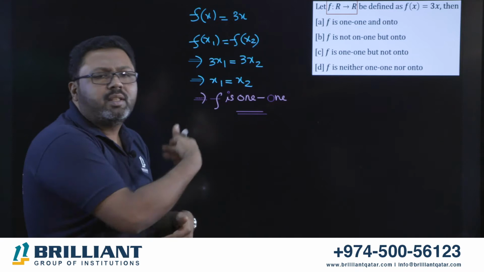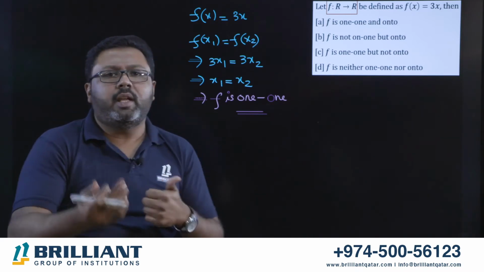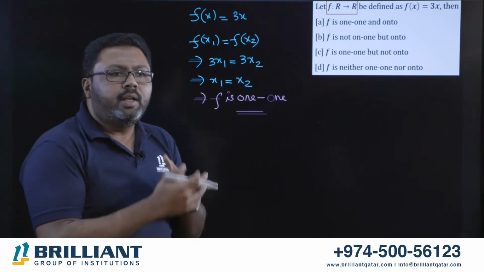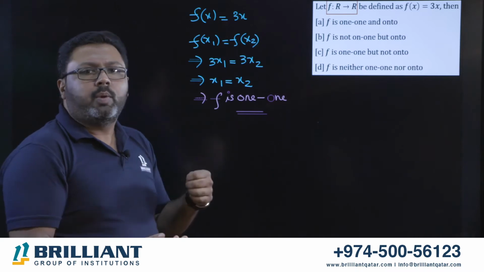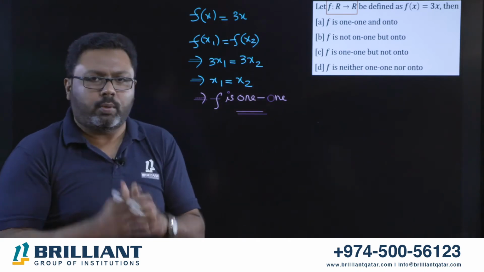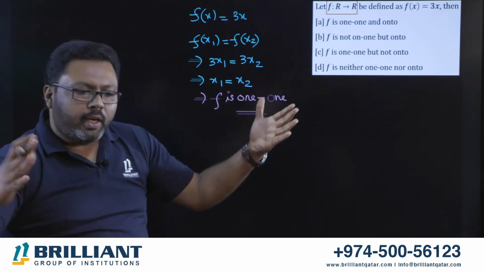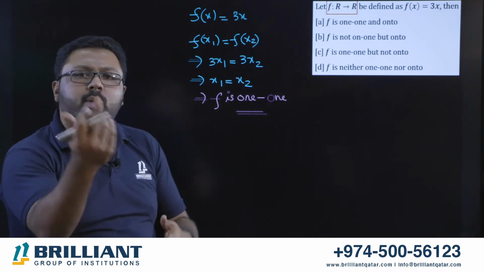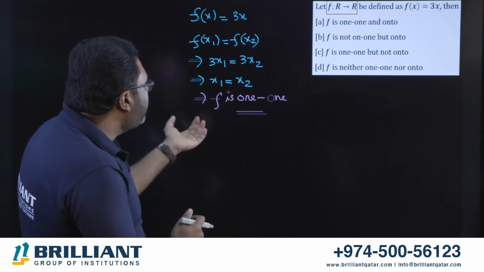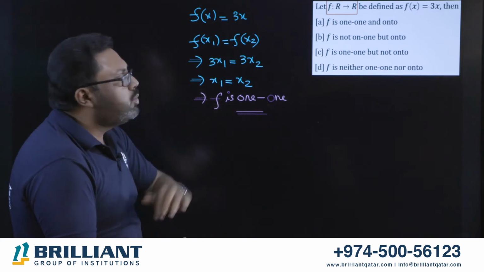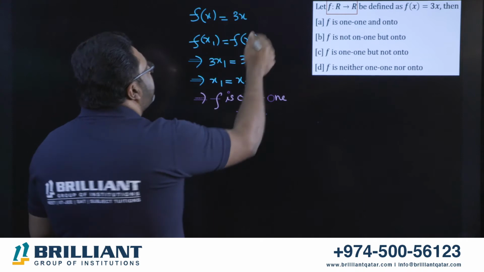I did not use this in the previous question because it is more complicated in that case. That is why I did not try to prove that this is going to be 1-1 when there is a combination of two functions. Just try to understand: when a 1-1 function and a function which is not 1-1 are put together, the final result is always going to be 1-1. Okay. Same way, x1 is equal to x2, then f is 1-1. Let's check for onto.